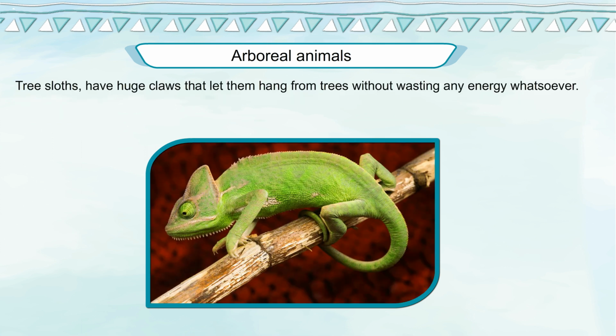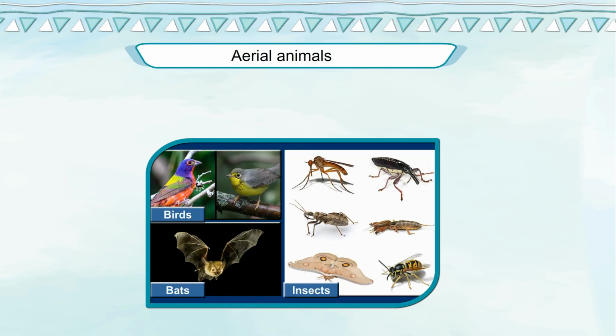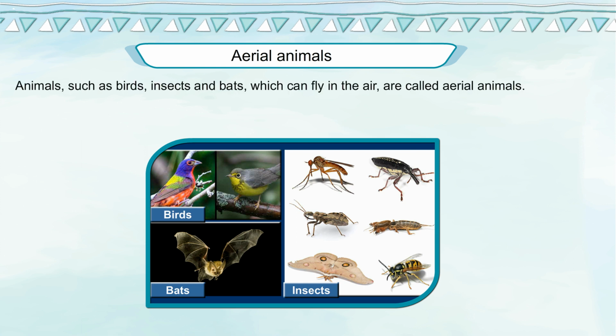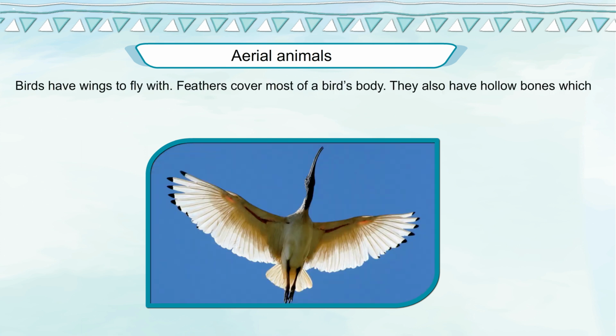Tree sloths have huge claws that let them hang from trees without wasting any energy whatsoever. Aerial animals. Animals such as birds, insects and bats which can fly in the air are called aerial animals.